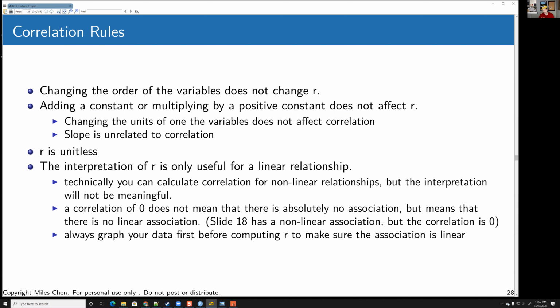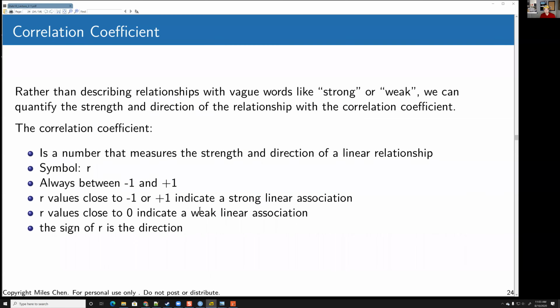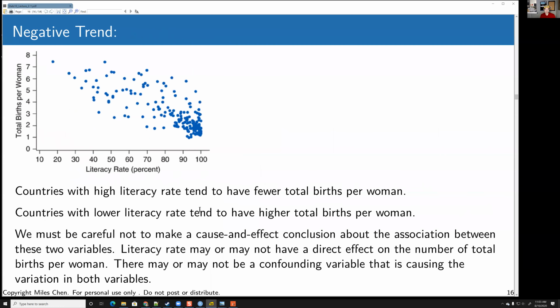Okay, the key here is you can't just look at a graph and make a cause and effect conclusion. You have to think about how the data was collected, right? So, going back to this, if there were some highly unethical experiment, or some weird thing where we were able to control this in an experimental setting, we might be able to draw some kind of cause and effect conclusion.